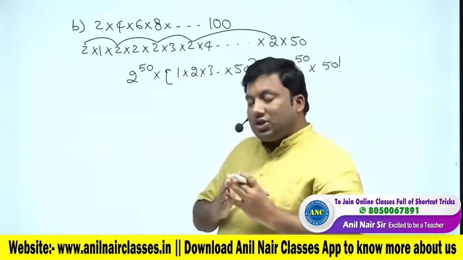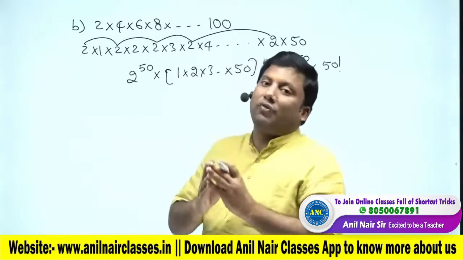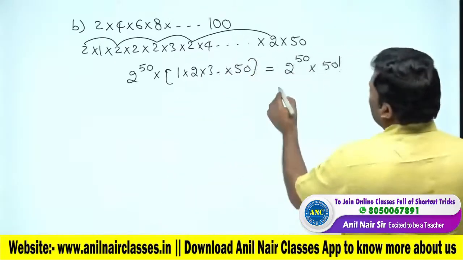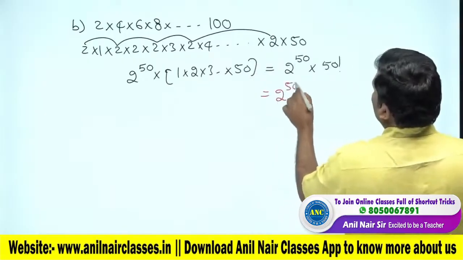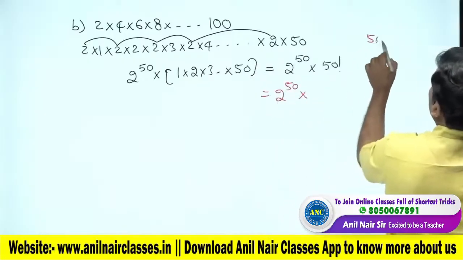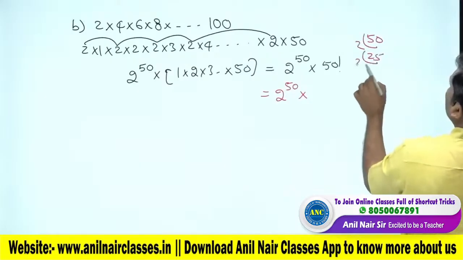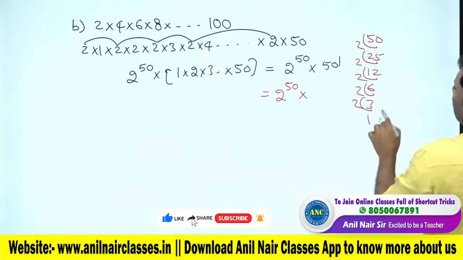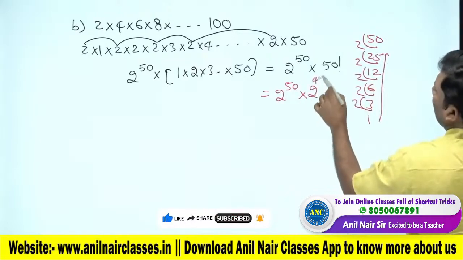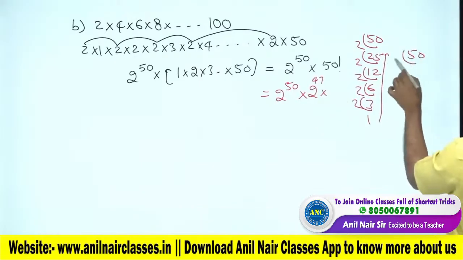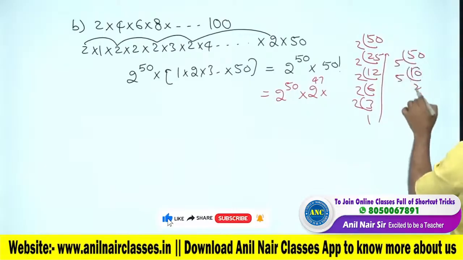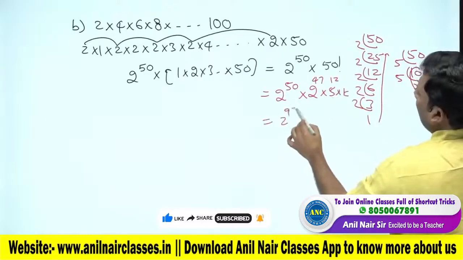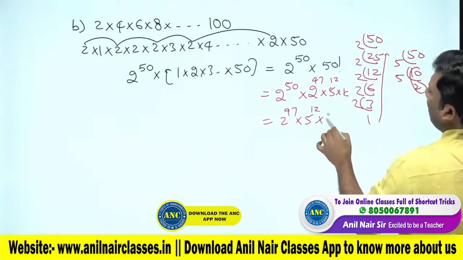Factorial is the collection of all the natural numbers from 1 to 50 multiplied in a sequential order. So the power of 5s will be less. So it will be 2 power 50 into 50 factorial. How many are there? 50 by 5 gives 10, 10 by 5 gives 2. So there are 12 powers of 5. How many powers of 5 are there? 5 power 12 into k. So this will be 2 power 97 into 5 power 12 into k2.